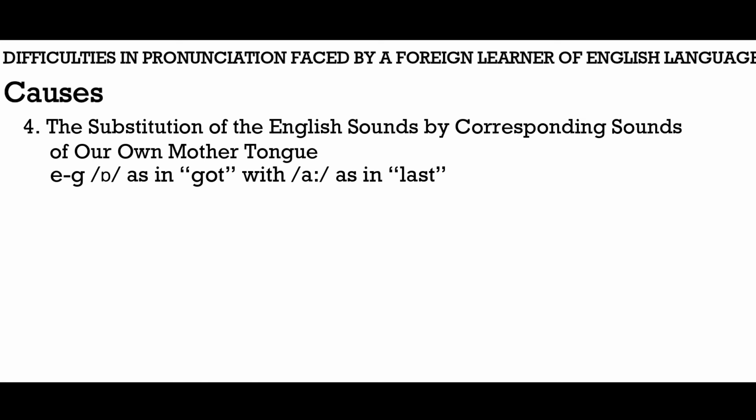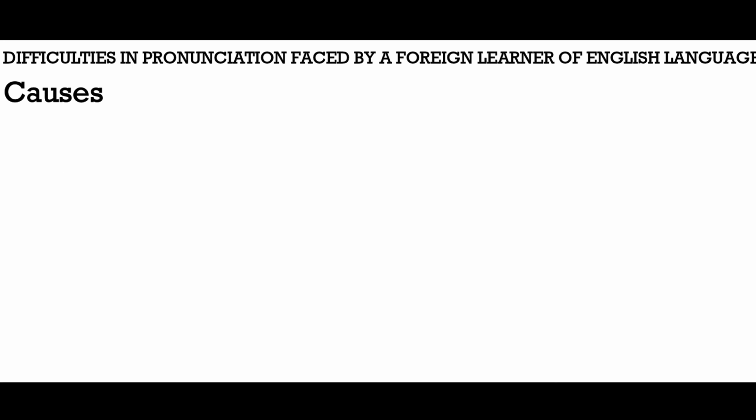We substitute these English sounds. We substitute the O sound as in got with the a sound as in last, like we pronounce got as got. We also substitute the aspirated p sound with the unaspirated p. Similarly, we also make no distinction between the long e and the short a sounds. So this is also a problem. This substitution of English sounds by corresponding sounds of our own mother tongue is also one of the causes.